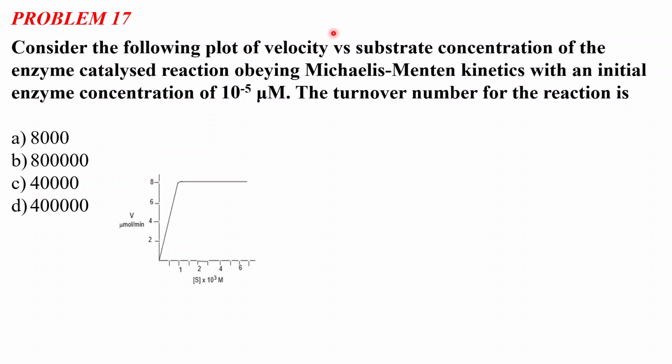Consider the following plot of the velocity versus substrate concentration of an enzyme catalyzed reaction obeying Michaelis-Menten kinetics with an initial enzyme concentration of 10 to the power minus 5 micromolar. The turnover number for this reaction is: 8,000, 8 lakh, 40,000, or 4 lakhs. This is the particular graph. You have to consider this graph and calculate the turnover number for the reaction. Take some time, I will give you some time and then try to solve this problem.